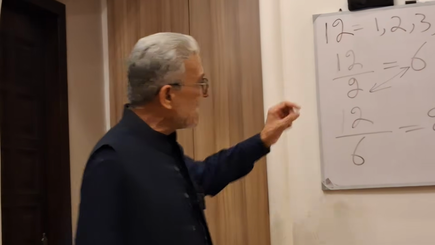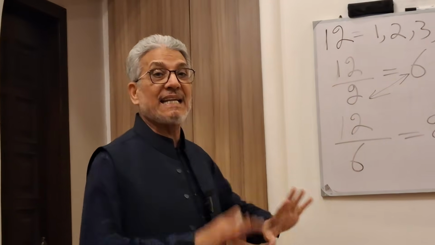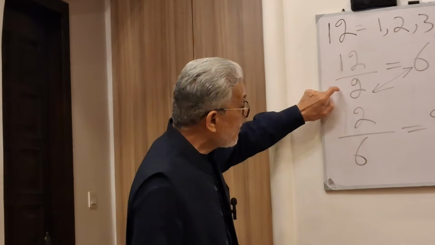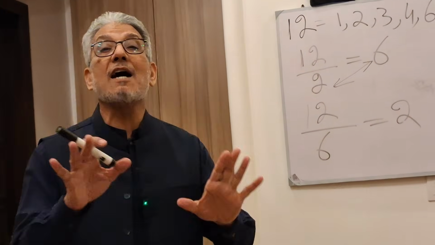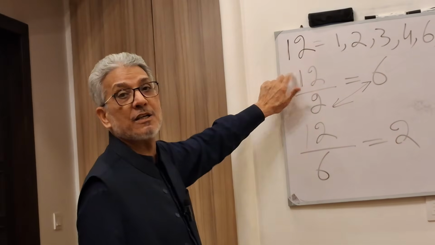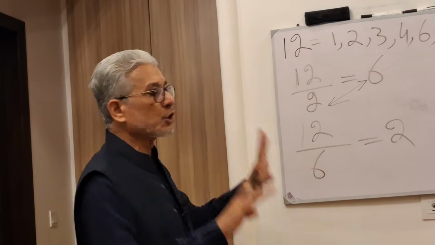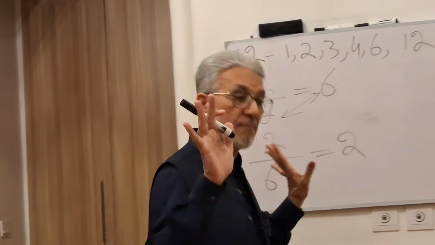So when a number divides another number exactly, the number which divides, the divisor, and the quotient, both are factors of this original number. You must remember it. So this is clean division method.